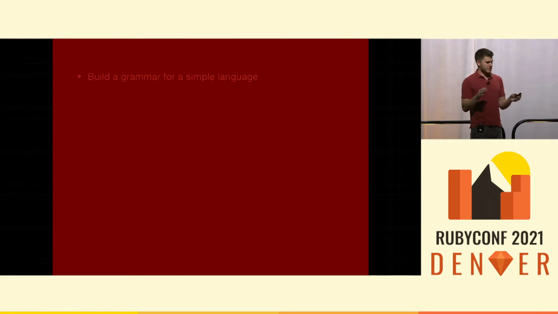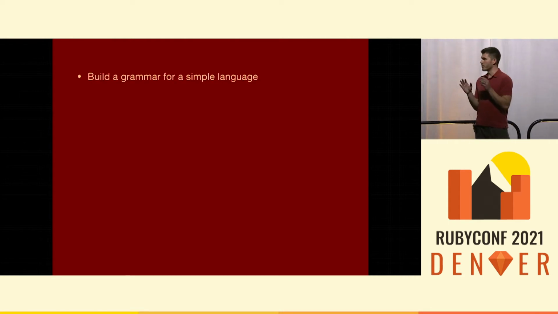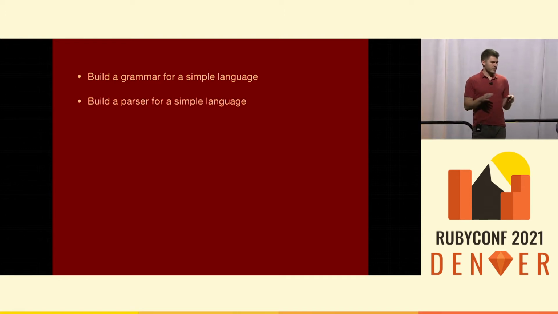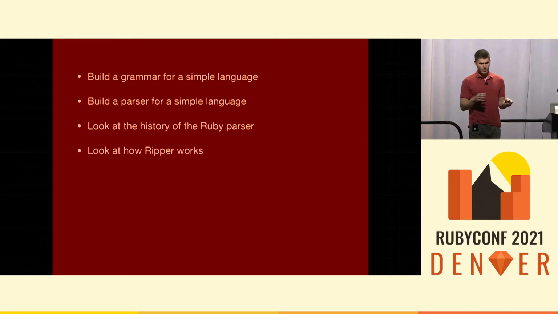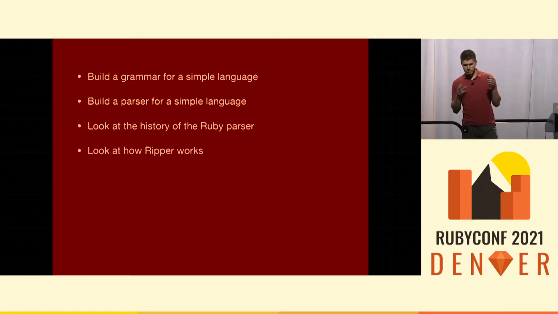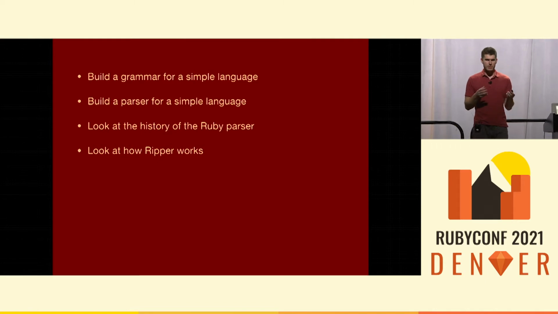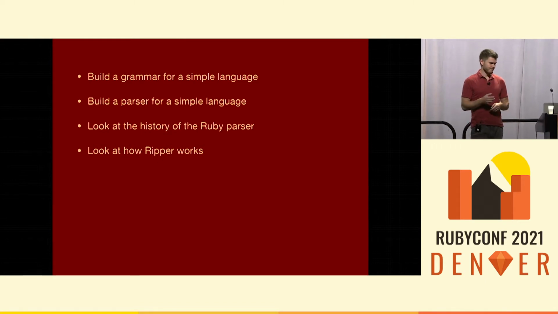So here's the game plan. We're going to build a grammar for a simple language. I'll explain what a grammar is in a second. We're going to build a parser for a simple language. We're going to look at the history of the Ruby parser and how that has evolved over time and how it's used. And finally, we are going to look at how Ripper works, which is a standard library that is used to gather information from the parser as it is parsing.